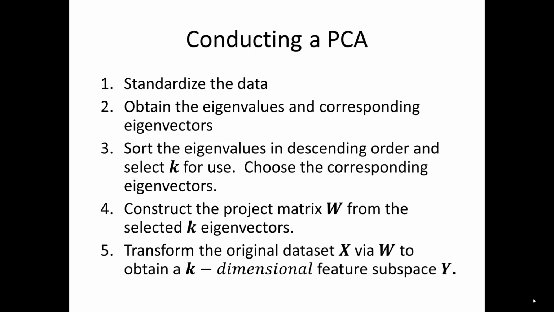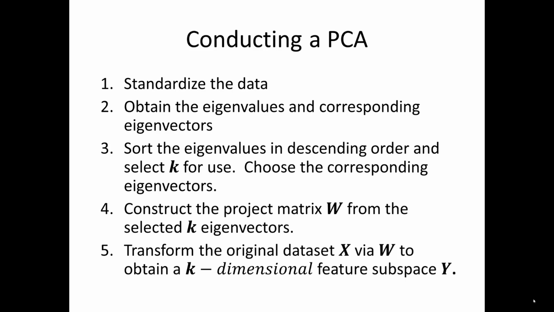And let me say it again. The last step is to transform the original data set, X, and that X is bolded to indicate it's a matrix, via W to obtain a k-dimensional feature subspace, Y.